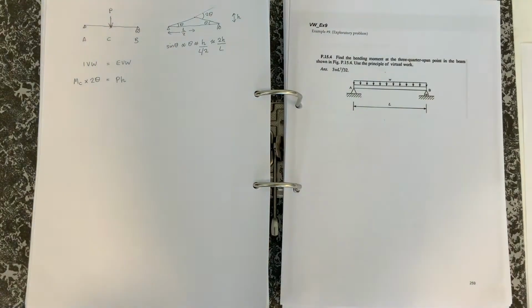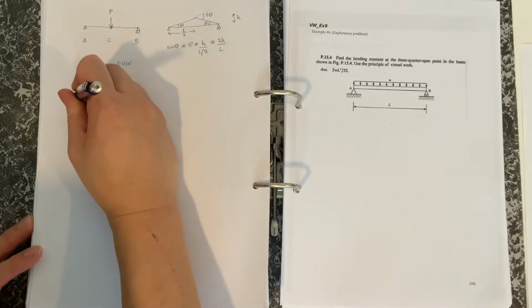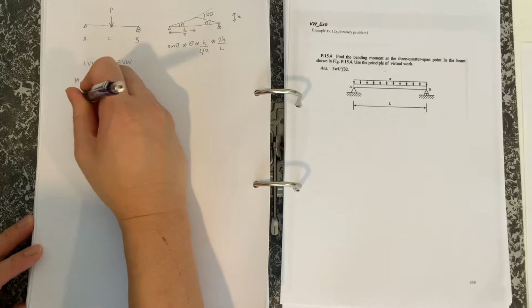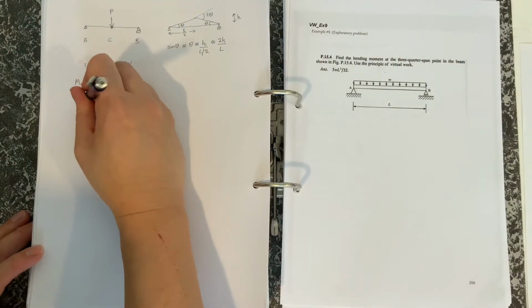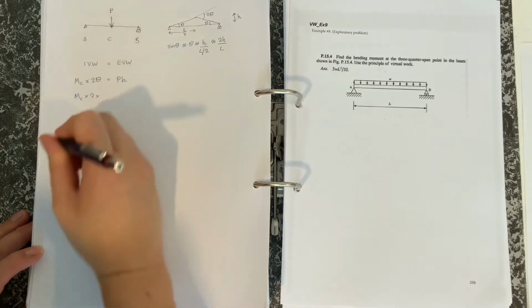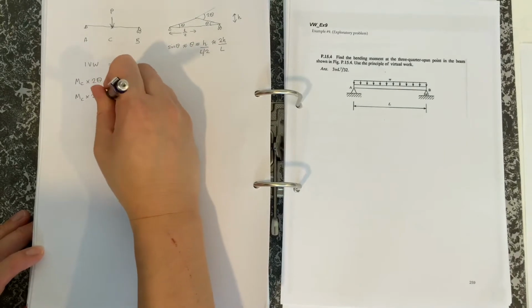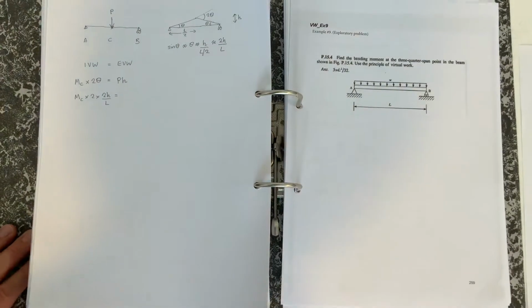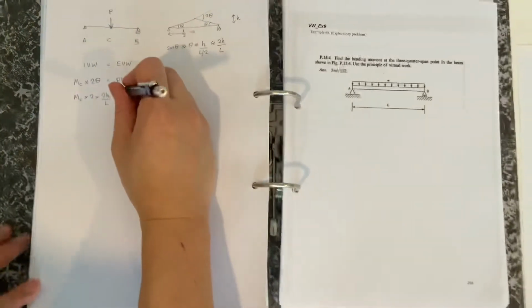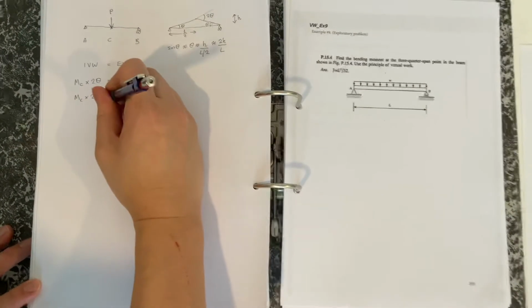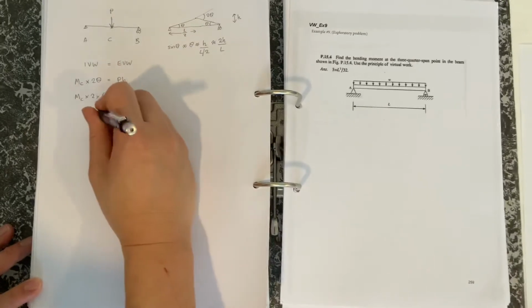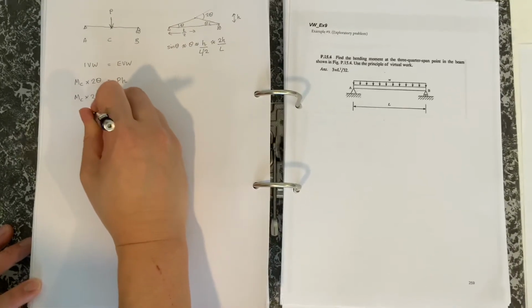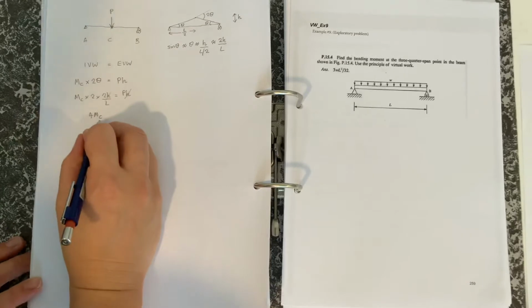So substitute our thetas back in and we get MC, which is the bending moment, has done a rotation of 2 times theta, which is 2H over L, and that's going to be equal to PH. So obviously the H's are going to cancel, and then you get 4MC over L equals P, where MC is the bending moment at C.